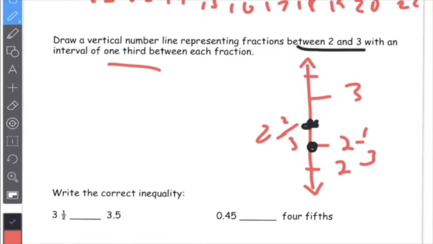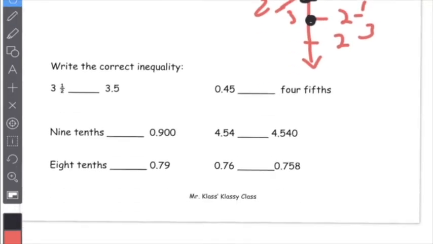Next, what we have here is write the correct inequality. It should just say write the correct. That's a typo. You should write in either less than, greater than, or equal to.